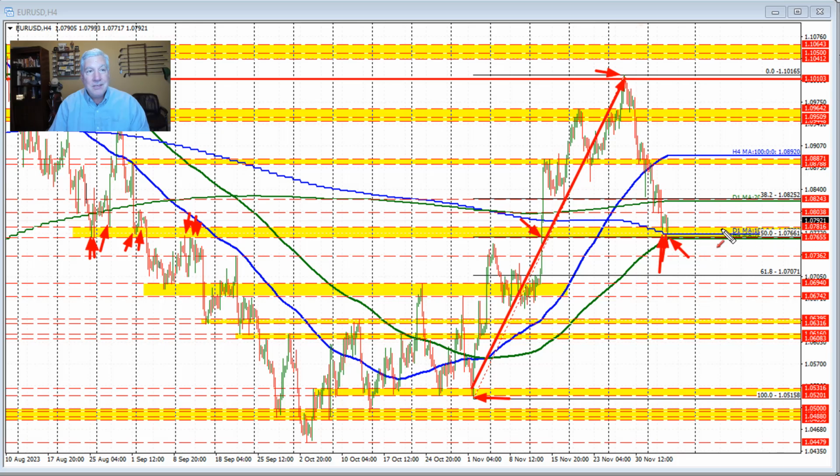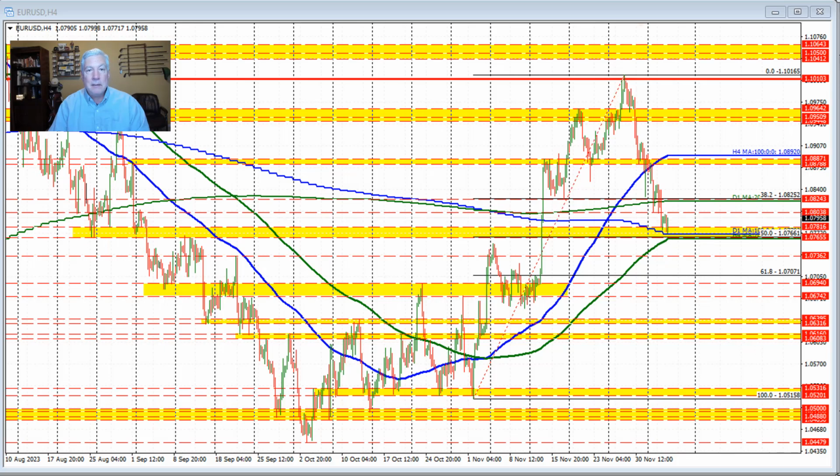So watch the 1.07 level, with the price bouncing off of the 100-day moving average. We'll be watching not only this area but also all these other clusters of support levels in play here on the downside for the euro versus US dollar. But safe to say that the buyers are leaning against support.